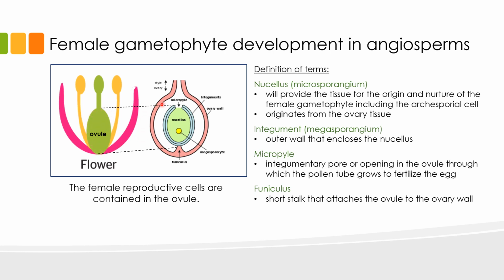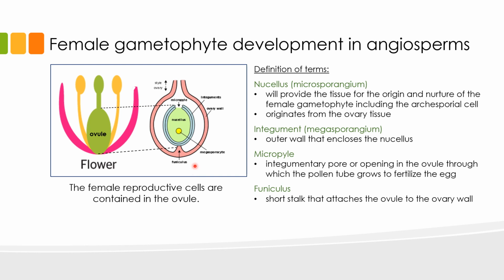The ovule has an outer layer called the integument. That is the structure that you see right here. An opening within the integument, which encloses the ovule, is called the micropyle. This is where the pollen tube goes through to fertilize the egg. Another structure that you can see here is the funiculus. This is a short stalk that attaches the ovule to the ovary wall.